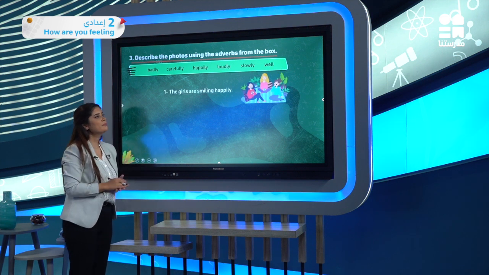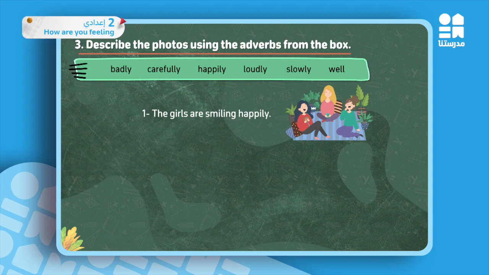Here, as you see the picture, I will answer for you. Like the girls are smiling happily. Here you are asked to use some of your sentences to describe the photos and adding adverbs to them. يعني أول picture عندنا إحنا شايفين فيها إيه؟ Happy girls. So I can say the girls are smiling happily.